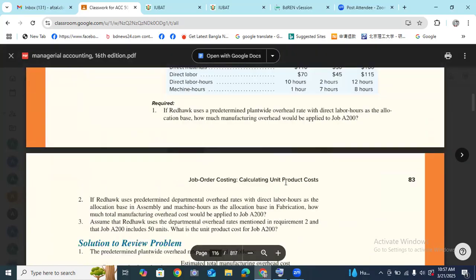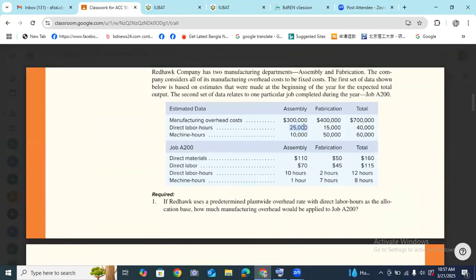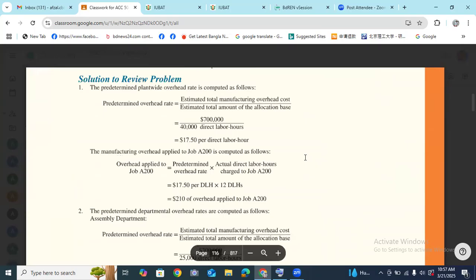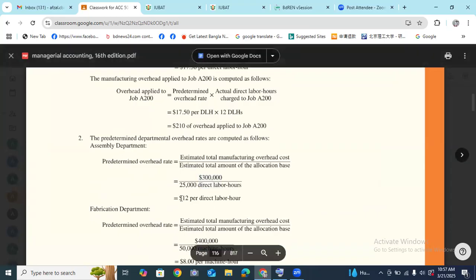Now estimated total amount of allocation base for specifically the assembly department. This is direct labor. Now we go to assembly department direct labor, 25,000. This is 25,000. The rate is 12 per direct labor hour for assembly department.